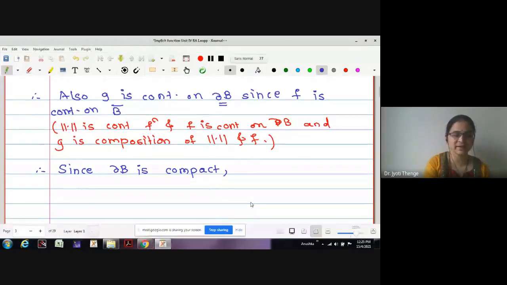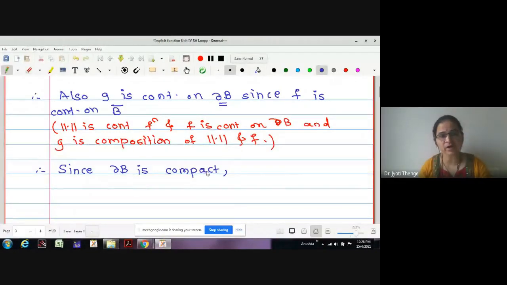What is compact then? Closed and bounded, no? Closed and bounded. What is ∂B? ∂B is the boundary of the set B, and no doubt this boundary is always closed, and as it is the boundary of an open ball with fixed radius, it has to be bounded always. Therefore, a continuous function defined on a compact space is again bounded.